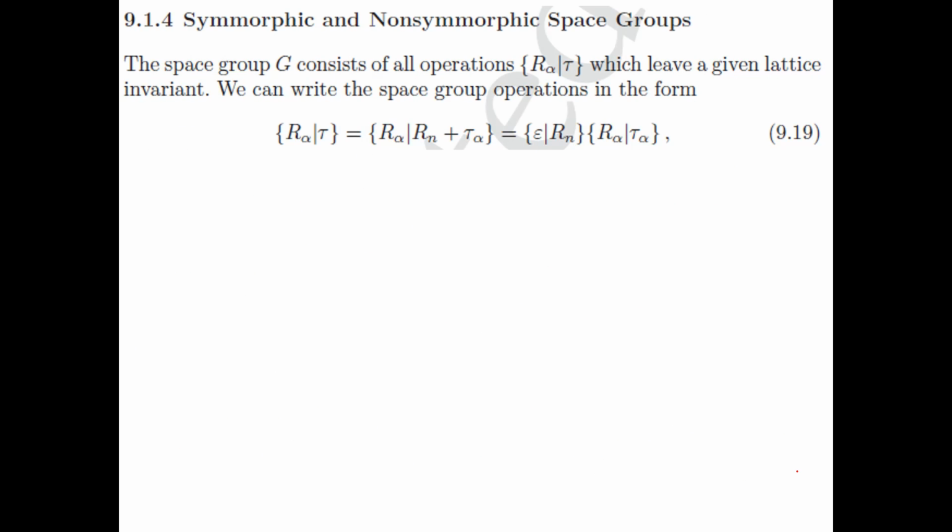Okay, so let me now come to an important definition, which is the definition of symmorphic and non-symmorphic space groups. There are two types of space groups, symmorphic and non-symmorphic. So in general, as we have seen already many times, this is one symmetry operation of the space group combining a point group operation alpha and a translation tau.